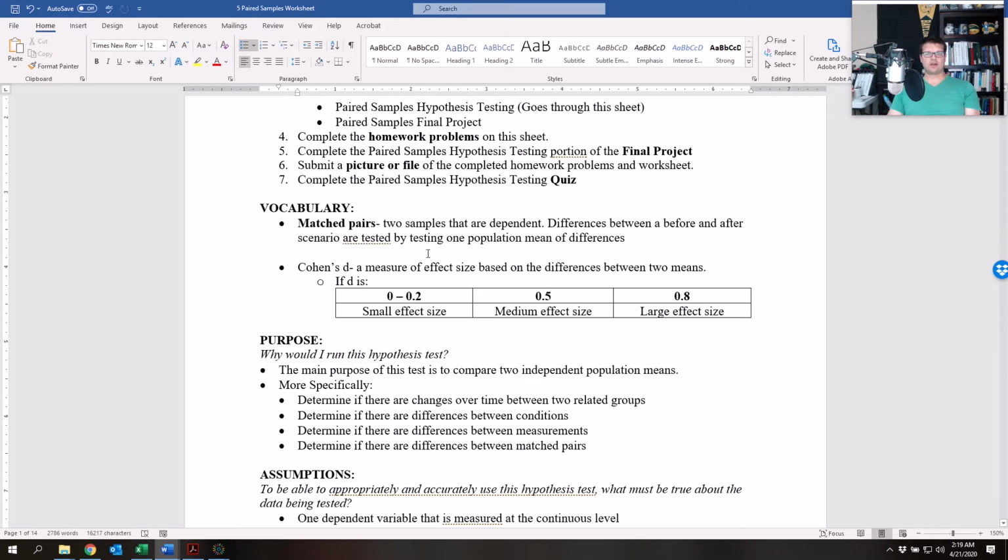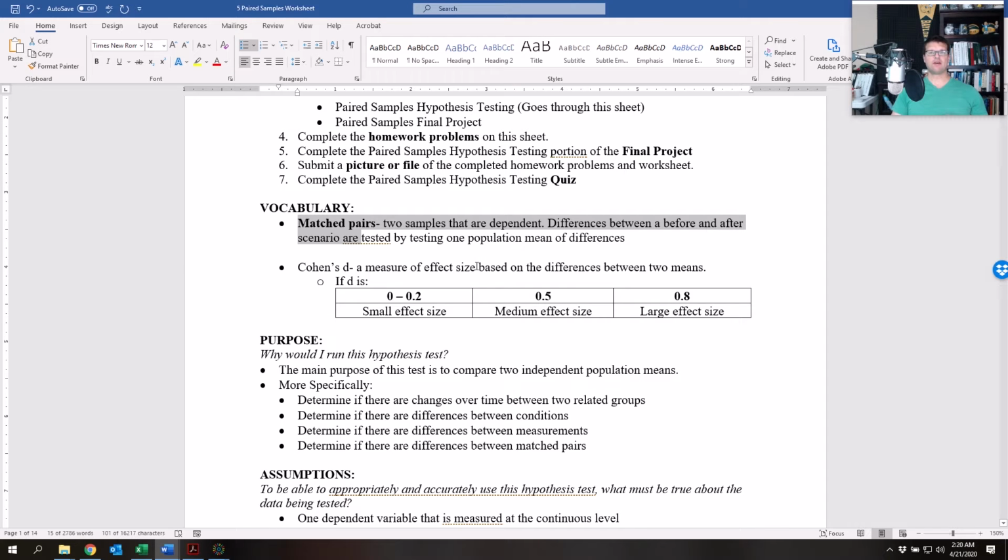Okay, so let's go through some vocabulary really quick. The only vocab really is matched pairs. When you are dealing with two groups of data, if there's a way to match each individual observation in one group with a separate observation in a different group, those are referred to as matched pairs. And the two samples are dependent on each other.